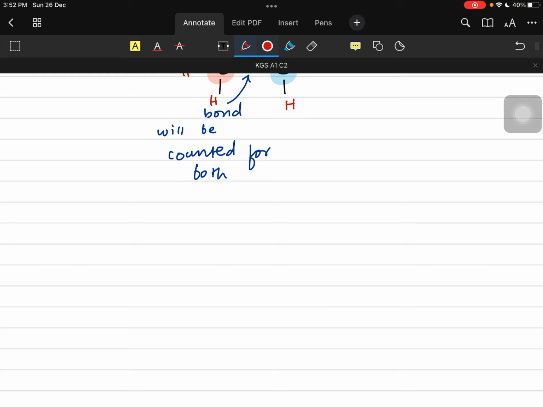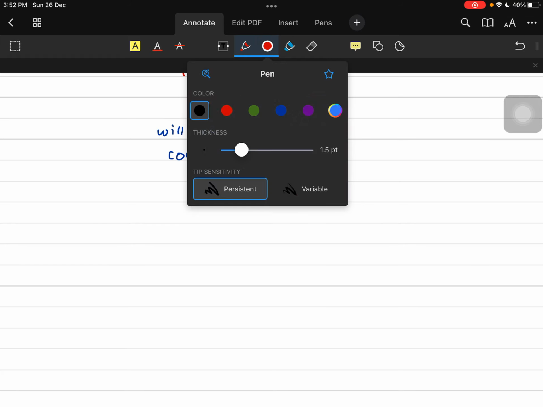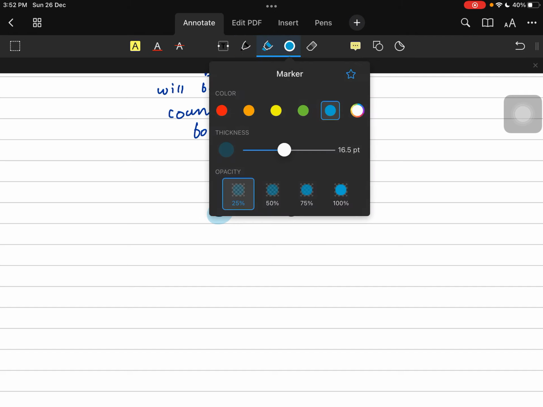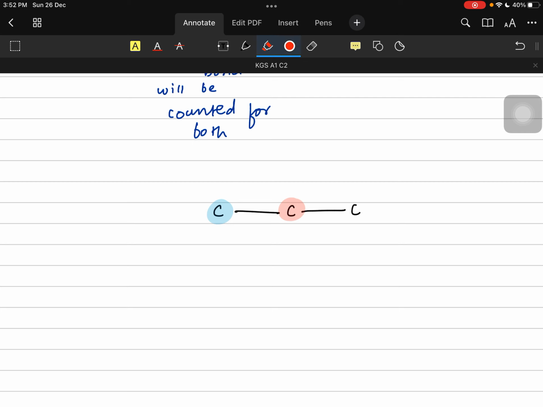I'm just giving you one more example, and we'll talk more about the hydrocarbons in the next video. For example, let's say I have 3 carbons, and I make a bond over here, I make a bond over here. Now I know that there are 3 carbon atoms, the one highlighted with a blue pen, one highlighted with a red pen, one highlighted with a green pen.